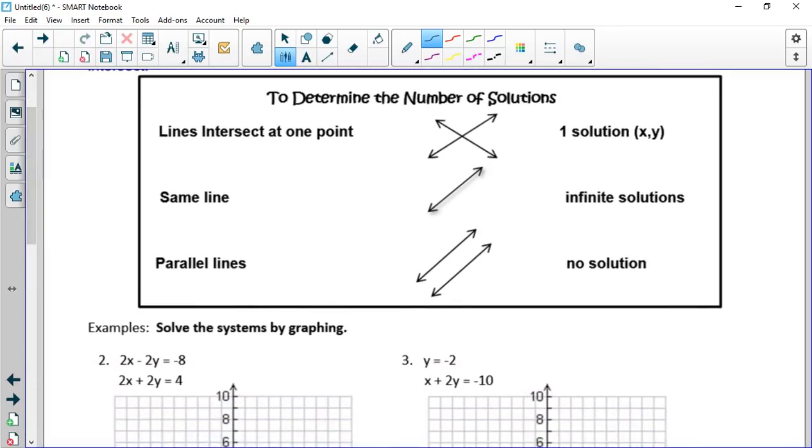Now, when we graph them, if they intersect, they will intersect at one spot, like this. Or, if they are the same line, like so, then they have infinite solutions because one is lying on top of the other one. Kind of like when they repave a road. It's the same road, it's just on top of the other one. Or the other idea is you could have parallel lines like that where there's no solution because they're never going to intersect.